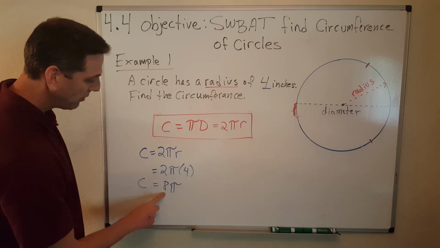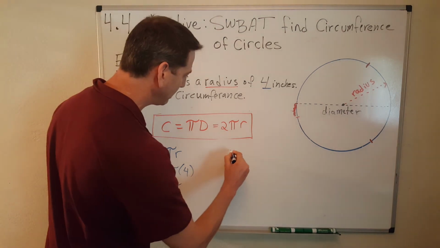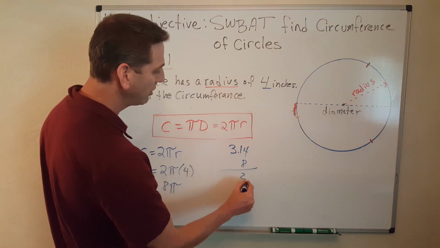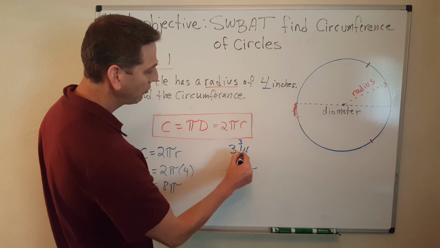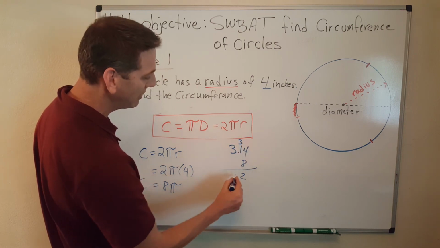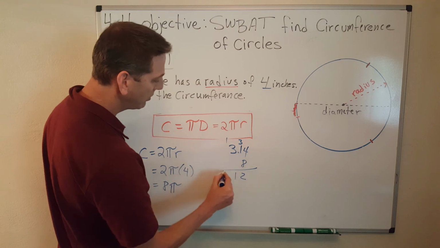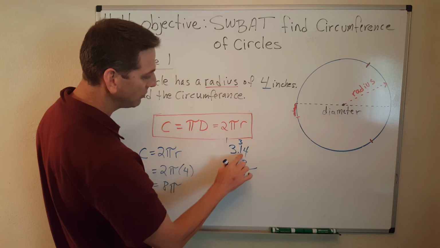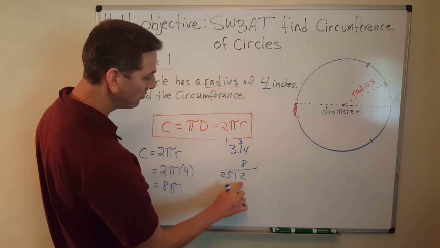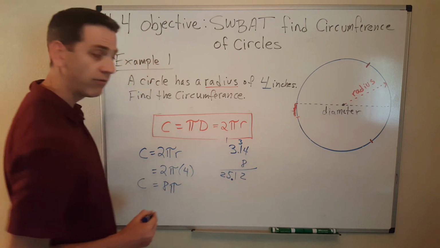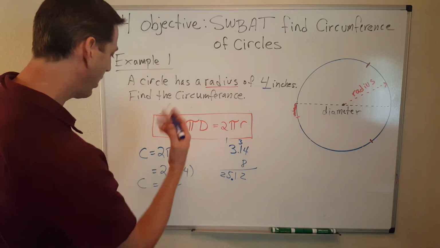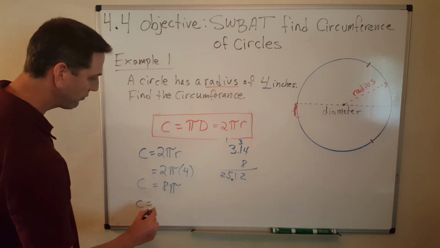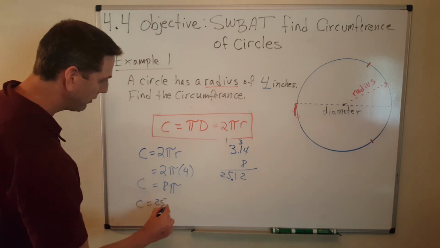All right, so we have 8 times pi. So what is 8 times pi? Well, let's see. 3.14 times 8. 8 times 4 is 32. 8 times 1 is 8, or excuse me, 8 plus 3 is 11. It's 24, 25. All right. I have 2 numbers to the right of my decimal, the 1 and the 4. So I've got to move these 2 in from the right. So I get about 25.12. Circumference equals 25.12.